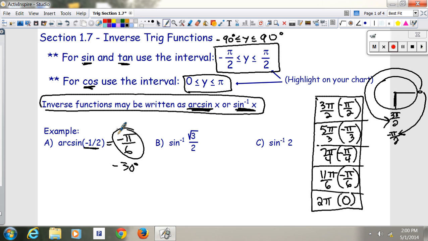So look at your chart. You see where it was -1/2 down here at the bottom? You look over, and it was 11 pi over 6, which is negative pi over 6 radians. So your answers are right on your chart. How come I didn't use that one? Because it's not in the shaded area. The shaded area is the interval that we want. If it's not in the shaded area, it's not the answer you want. You want the one in the shaded area.